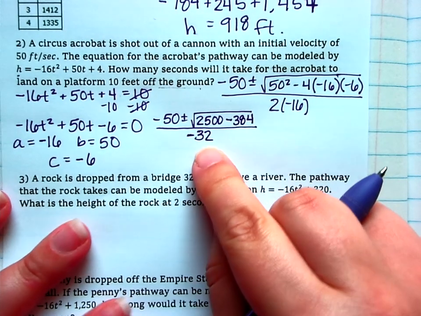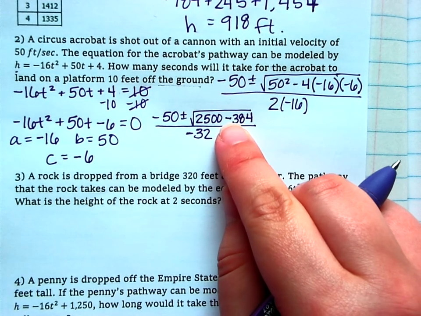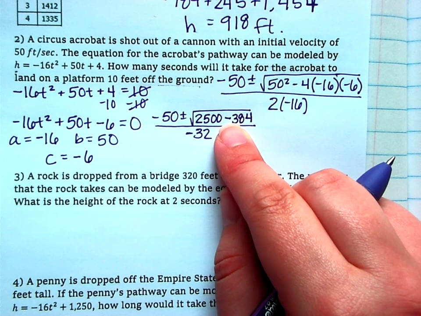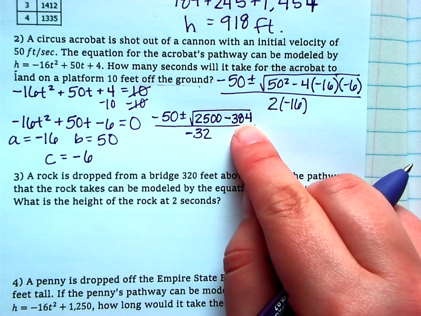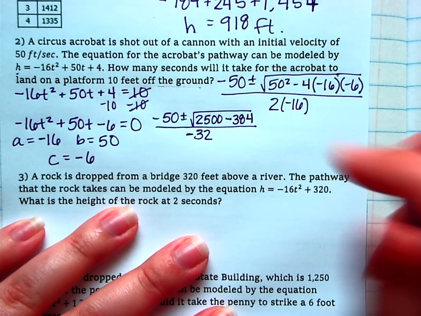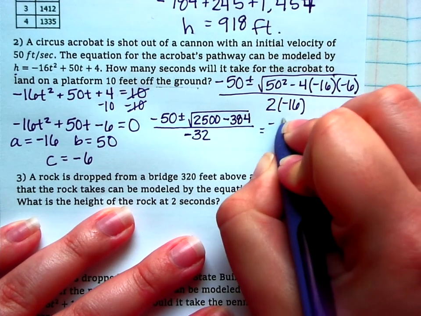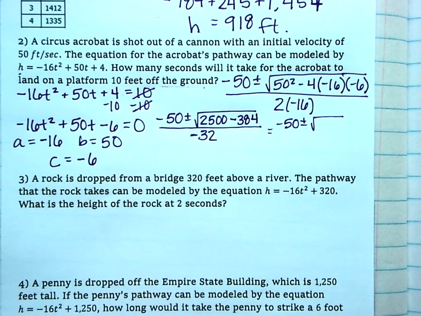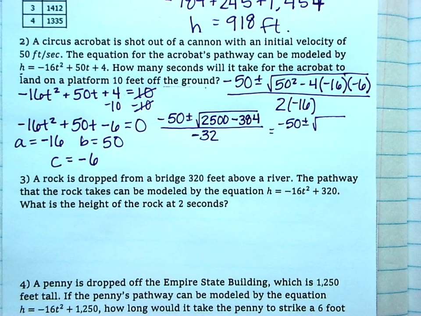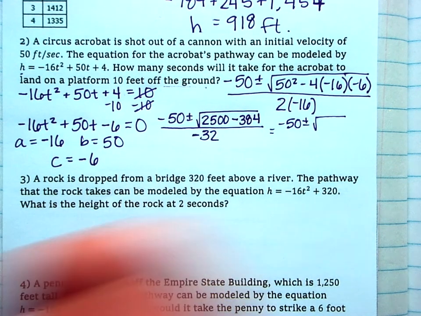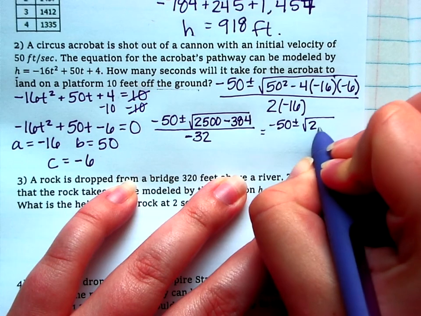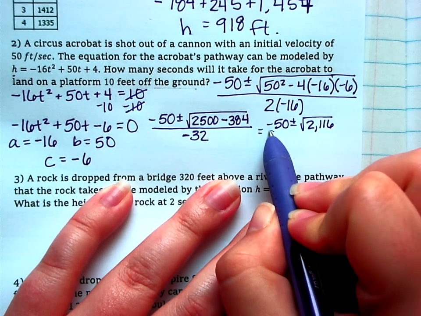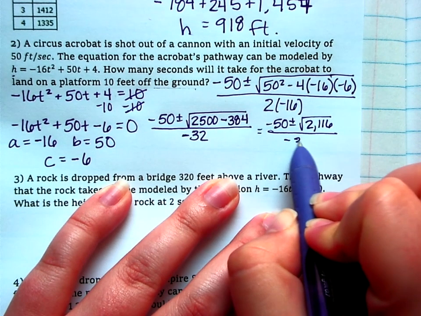Some of you are dividing after you do the subtraction. Do not do that, okay? We're going to divide as the very last step. So keep doing what's under the square root. We are going to have negative 50 plus or minus the square root of 2,500 minus 384, which is 2,116, and all of that will be divided by negative 32.